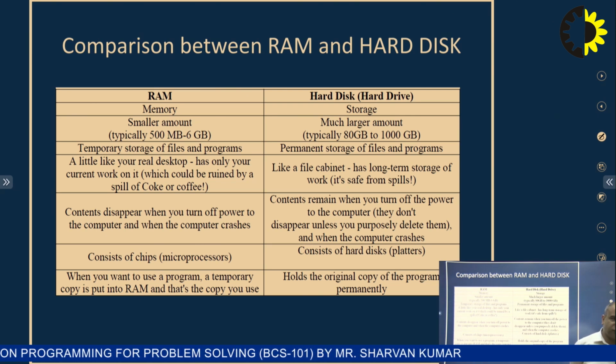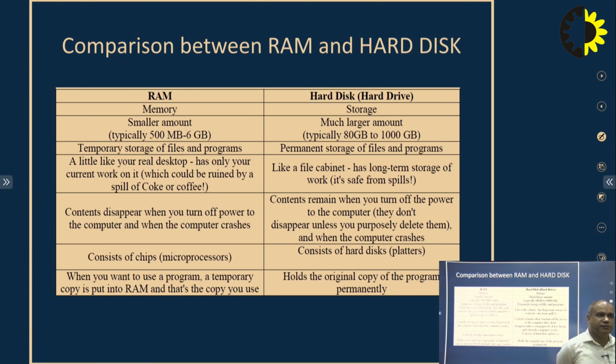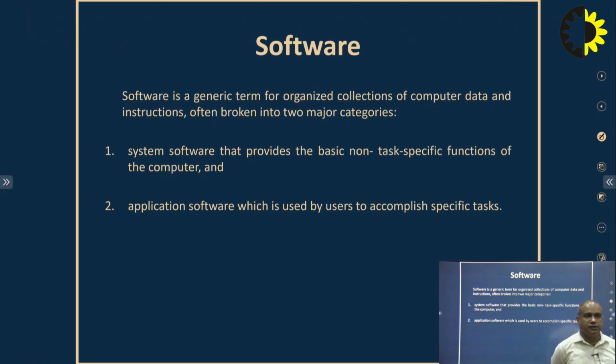RAM consists of chips, while the hard disk consists of platters. When we want to use a program, a temporary copy is put into the RAM, and that is the copy we can use. The hard disk holds the original copy of the program permanently. Next we talk about software. Earlier we talked about hardware.